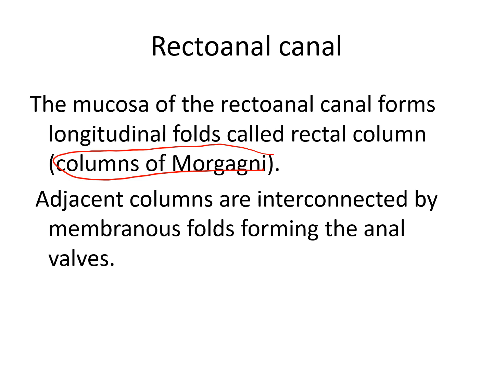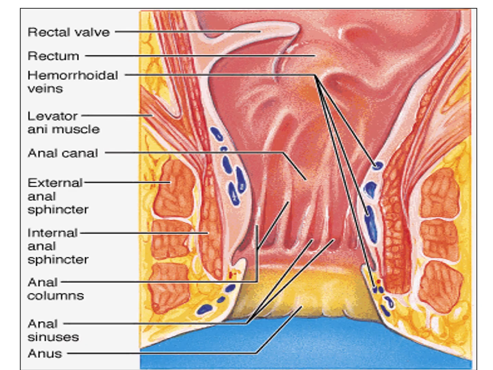Adjacent columns of Morgagni, due to the longitudinal fold, will be interconnected by a membranous fold forming what is called anal valve. Let's see a picture for this. Here we are going to have a valve. This valve is called a membranous. This is a membranous fold communicating a longitudinal fold which is called column of Morgagni. This membranous fold is forming a valve. This is called rectoanal valve.